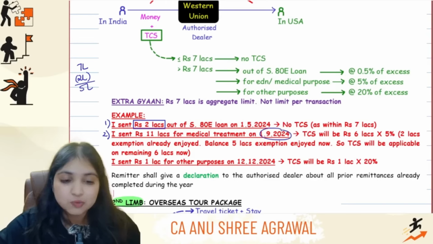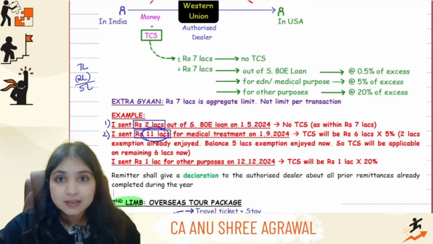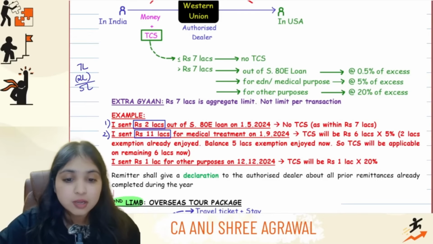My second transaction was, let's say, in September. This time I'm making an overseas remittance of 11 lakh rupees for medical treatment. Now out of this 11 lakh rupees, how much exemption will I enjoy for TCS? 5 lakh exemption I'm left with, no. So I will enjoy 5 lakh exemption. So TCS will be only on the balance 6 lakhs, guys.